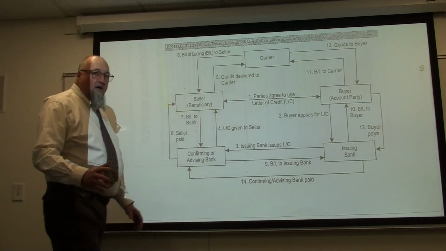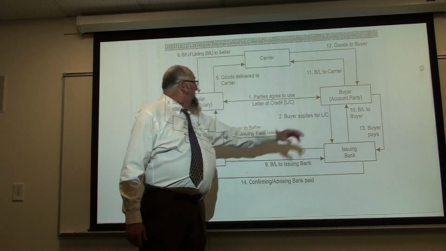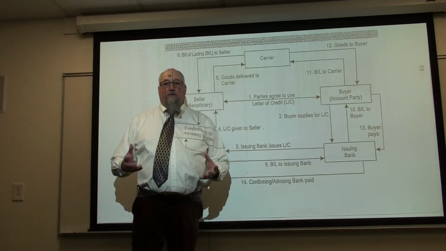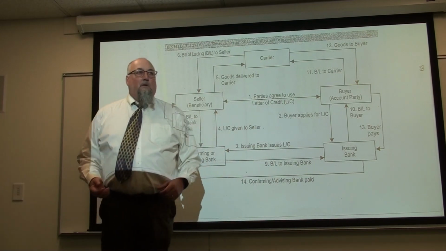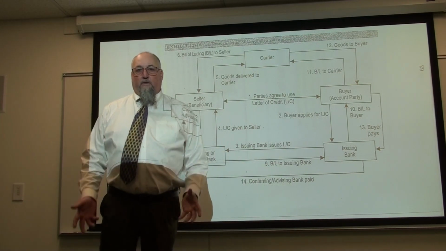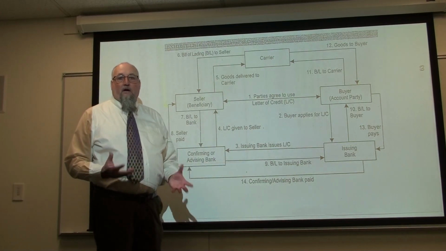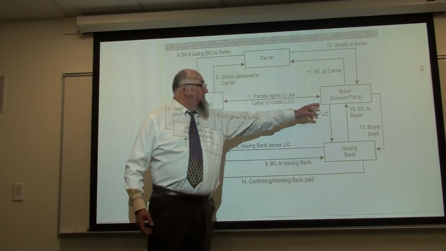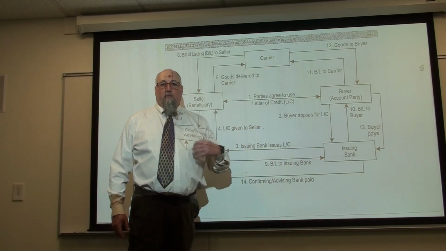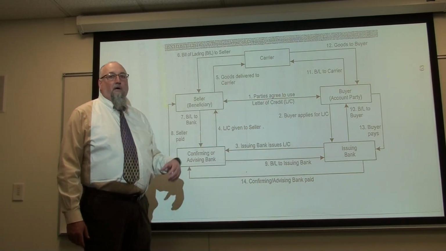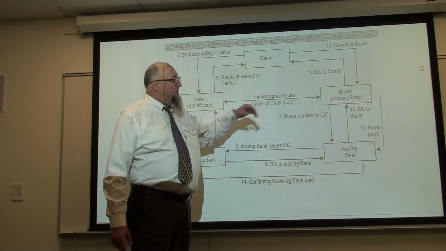All right, so first of all, number one, the buyer and the seller enter into a contract for the sale of goods. They agree on the terms, they agree on the price, they agree on shipping, and they also agree that the buyer is going to have a letter of credit issued to provide proof of payment. So they've entered into the contract.